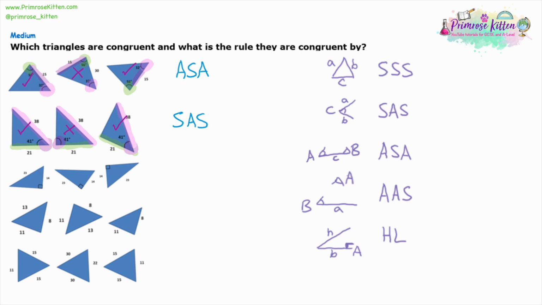For question 3, again, try and start over at the edge. Let's start off with the 29, which joins on to 14, and a right angle. So the green highlighted line must be the hypotenuse. It's opposite the right angle, and we have a leg off that, the 14. So it might be HL, this one. Let's have a look at the second one. So let's start off with the hypotenuse.